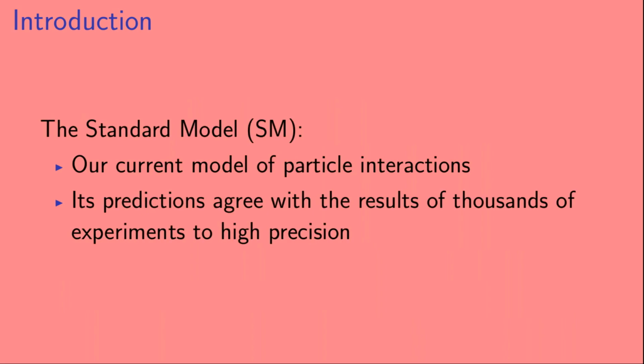So in particle physics, we have the standard model, abbreviated SM. The standard model is our current best model of particle interactions. Its predictions agree with the results of literally thousands of experiments to high precision.